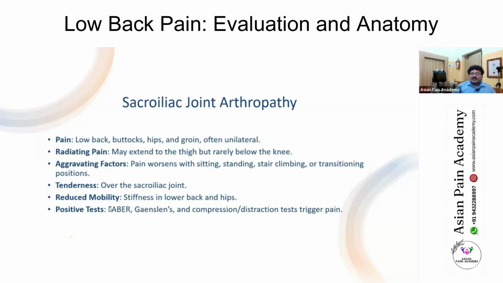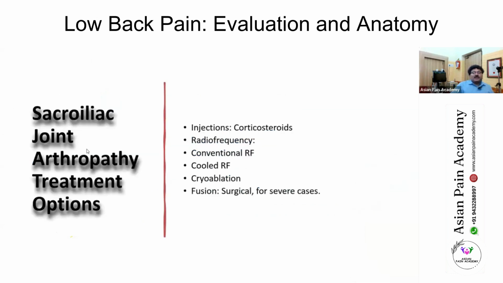and the hip. There are multiple tests for sacroiliac joint pain, like the FABER test, Gaenslen test, and the compression distraction test for the trigger point. Treatment options: the simplest one is the corticosteroid injection. Then we can go for the conventional or cooled radiofrequency or cryoablation. Definitely cryo gives a better result. Cooled also has a comparatively higher result. And if nothing is responding, then you have to go for the fusion, mainly surgical for severe cases.